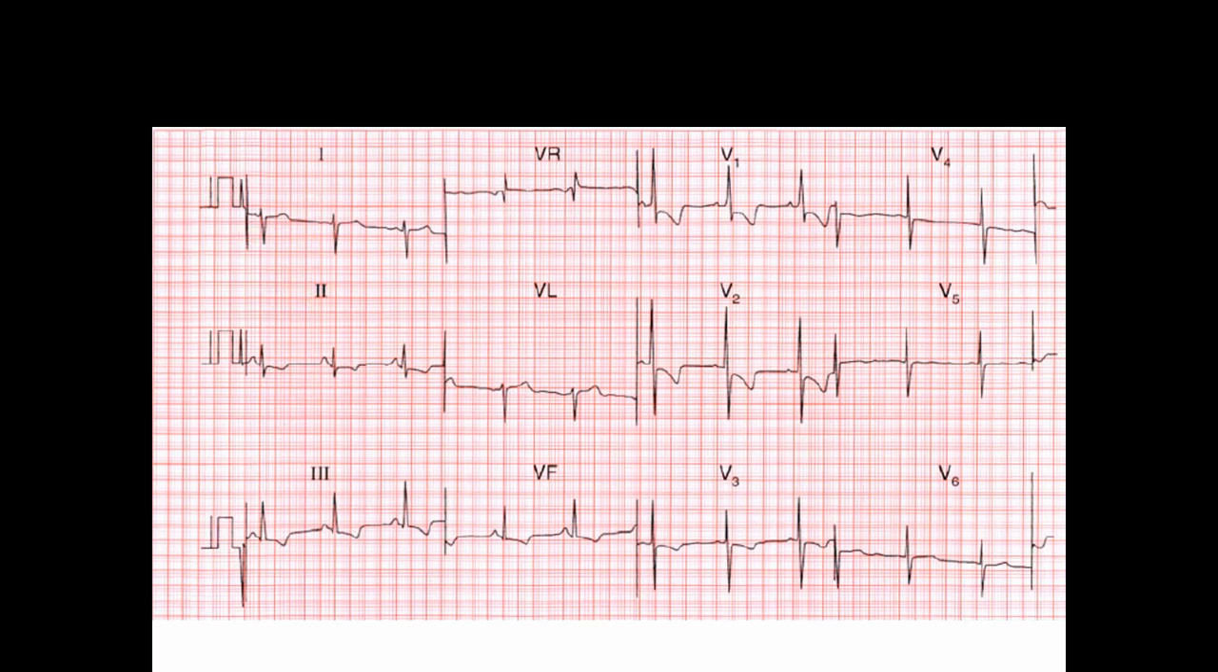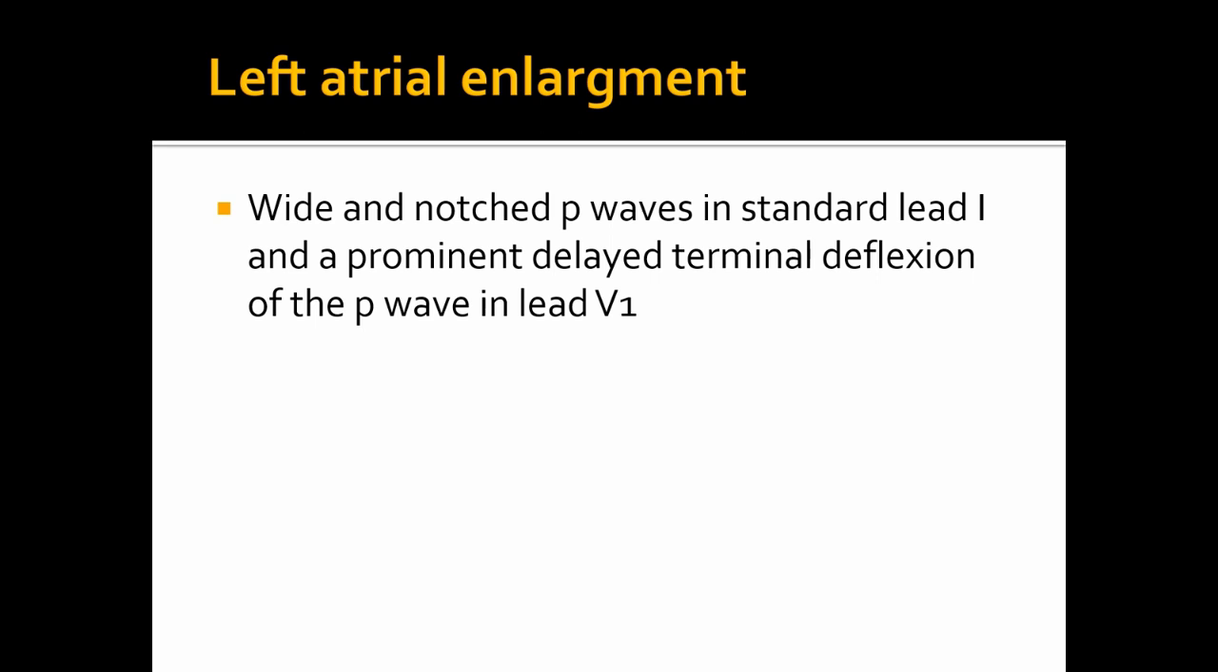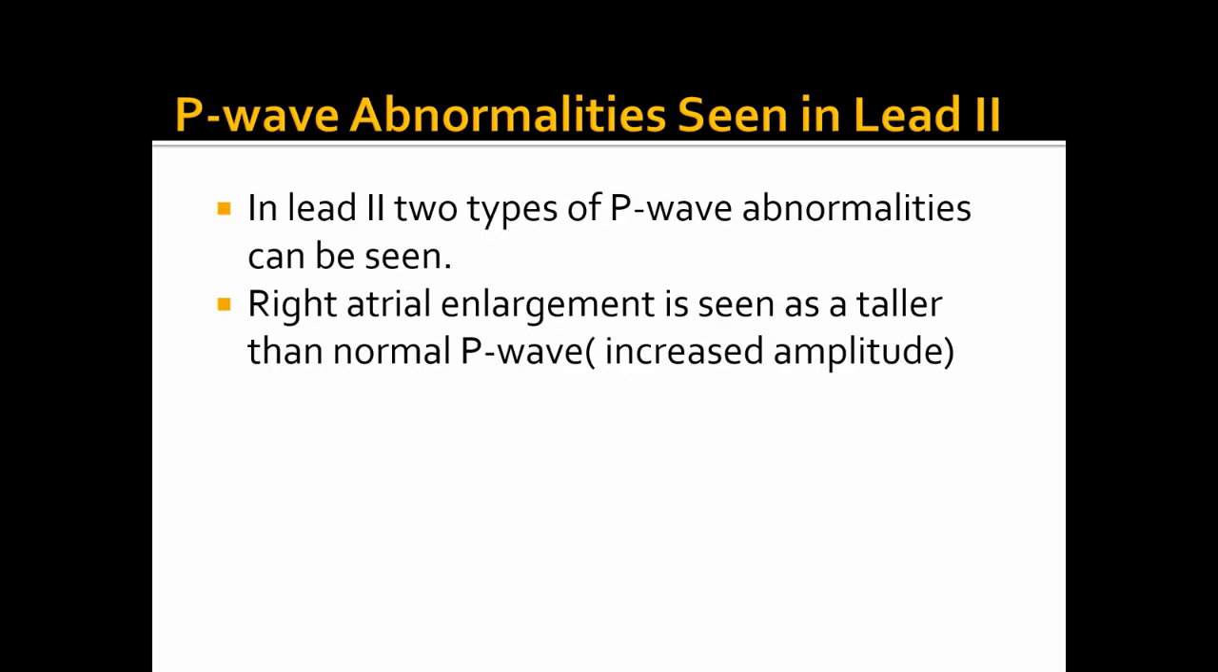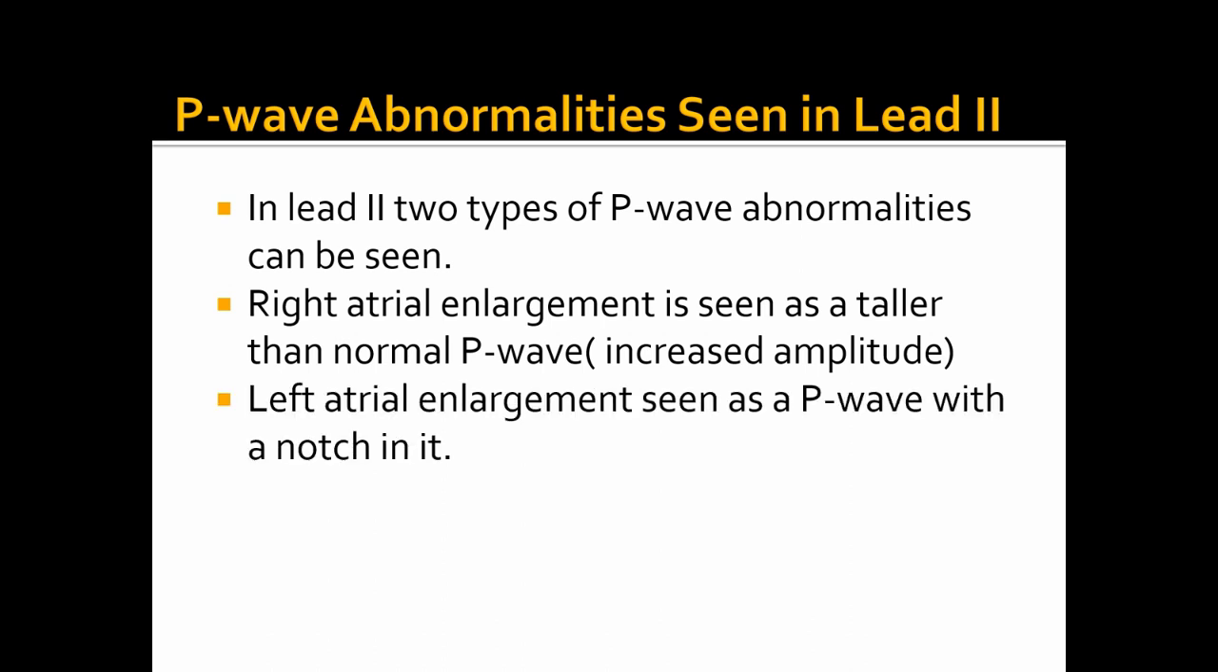Left atrial enlargement: wide and notched P wave in standard lead 1, and a prominent delayed terminal deflection of the P wave in lead V1. So let's have a look at the presentation. In lead 2, two types of P wave abnormalities can be seen. Right atrial enlargement is seen as a taller than normal P wave, and left atrial enlargement is seen as a P wave with a notch in it.